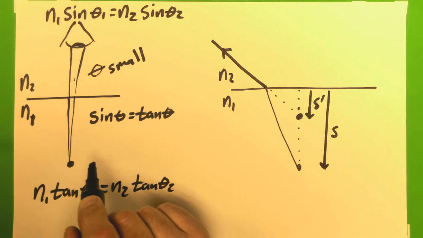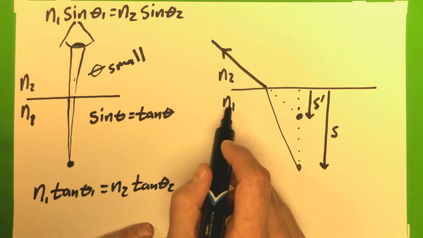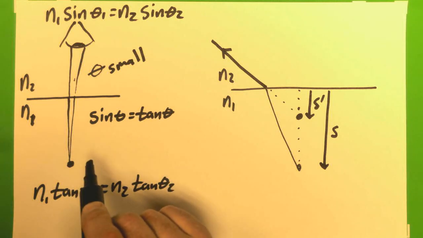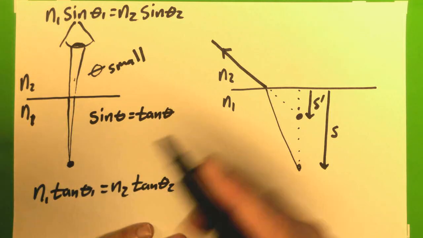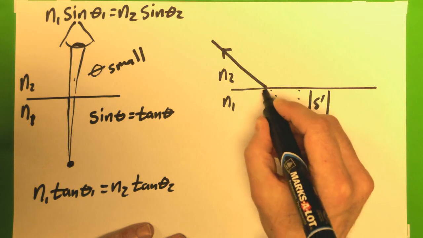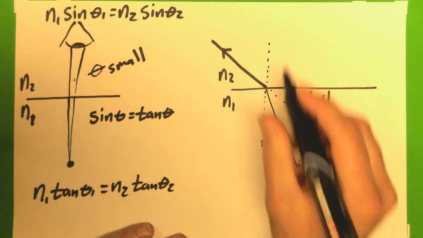If the penny is truly 5 centimeters below the water, then what is s prime? How far does it appear to be, if I know the index of refraction of the water and the air? Okay, so this is now a geometry problem. I'm going to use Snell's law to define these angles here.